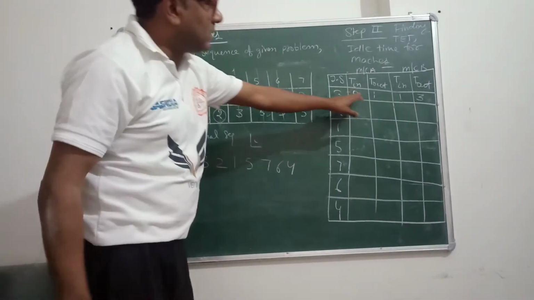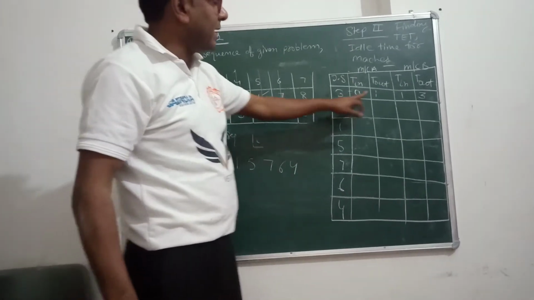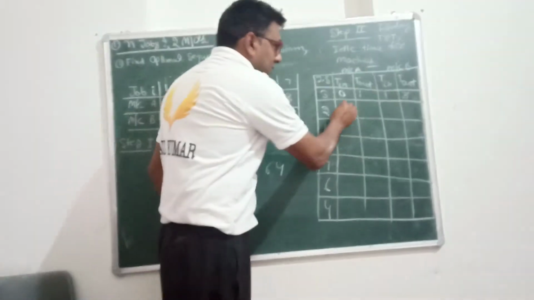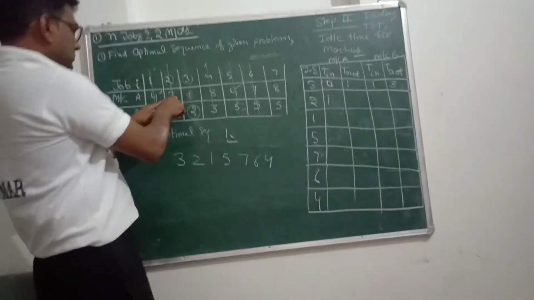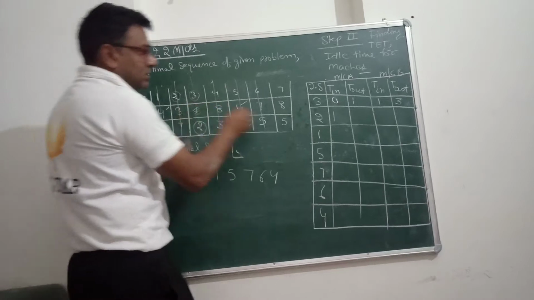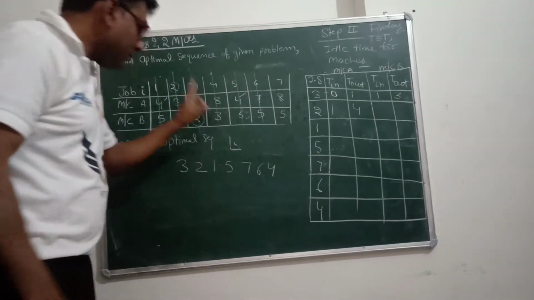Again, after job number 3, job 2 has to be performed, and machine A is free at 1 minute, so the in time will be 1, and job 2 needs 3 minutes at machine A, so the total time is 1 plus 3, that is 4. Similarly, you have to use what?